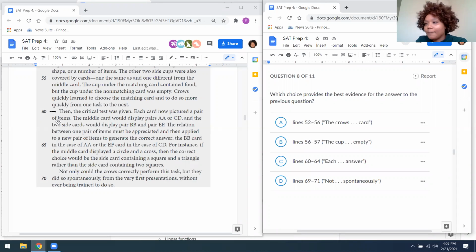And that is basically saying, again, line 60 starts with, "then the critical test was given," and that is signifying that the test that is about to be given is more serious or important, or insert whatever word you want to use, than the one that came before. So that's your first clue. That's your first clue of the answer to number 7. But number 8 here, we're basically giving the evidence for why number 7 was correct. So the answer choice is C, lines 60 through 64.